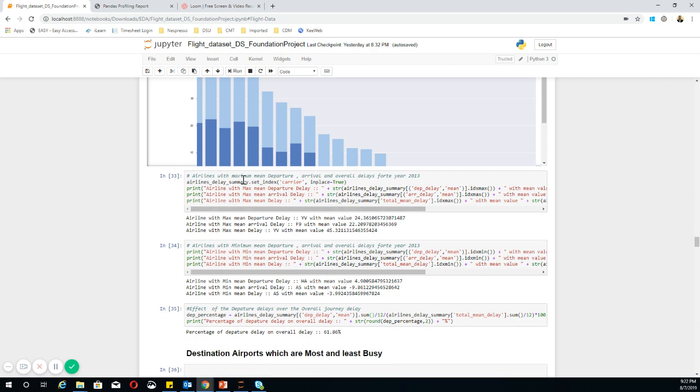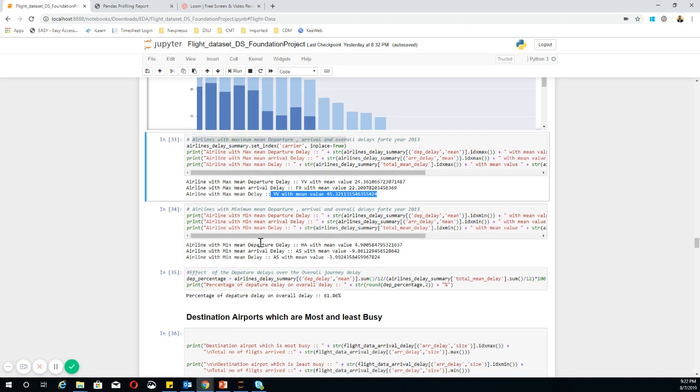Basically, we have calculated the carriers or airlines with the maximum mean departure, arrival and overall delays. Here you can see U is having the maximum departure delay, whereas F9 is having the maximum arrival delay. Since the departure delay is the major contributor to the total delay, you can see the same in the total mean delay as well. So this is one part.